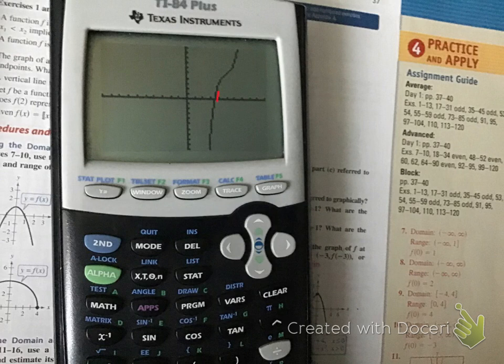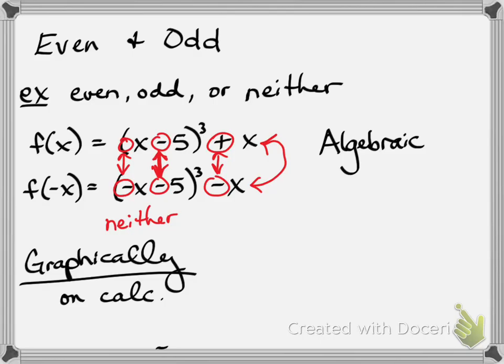If you take this piece, this is up in this quadrant, and you flip it over, then you would get that. And then when you flip it over the y, you'd get that. And that is definitely not going to match up with the bottom half of it. So it doesn't have symmetry with the origin either. This is neither, which agrees with what we found algebraically.